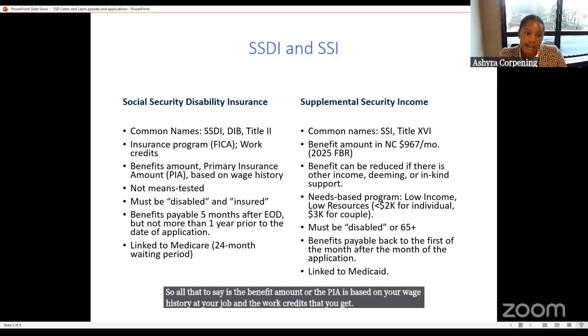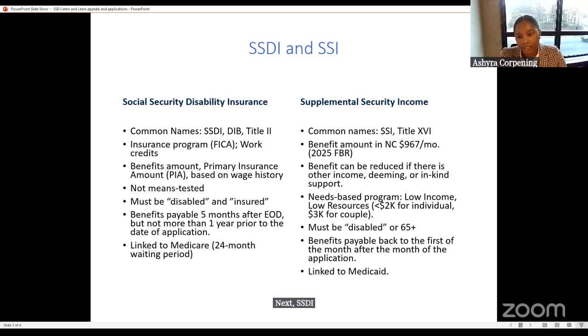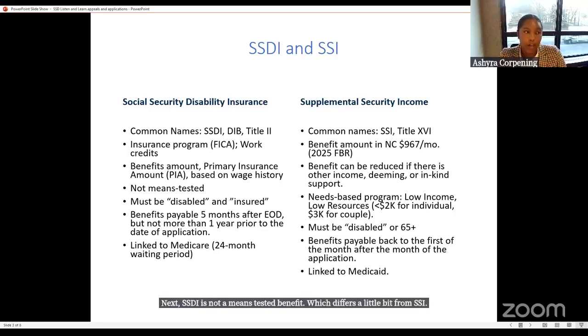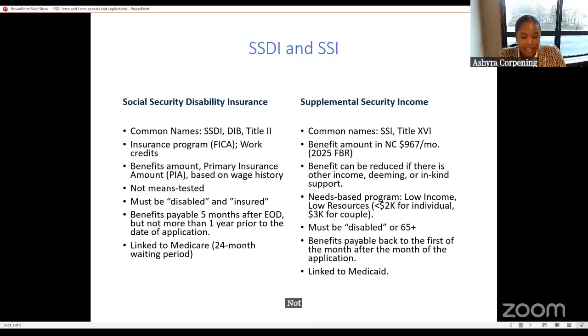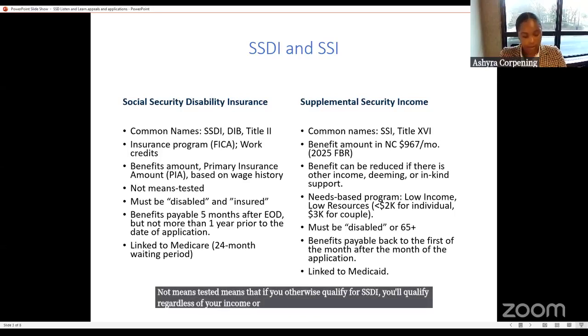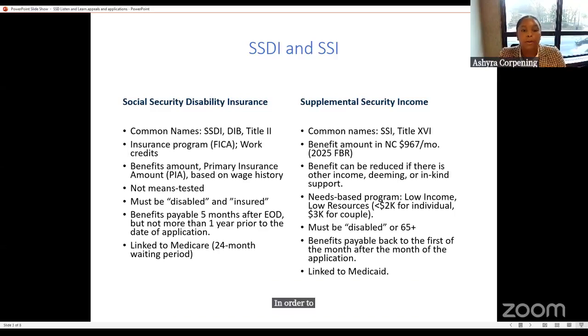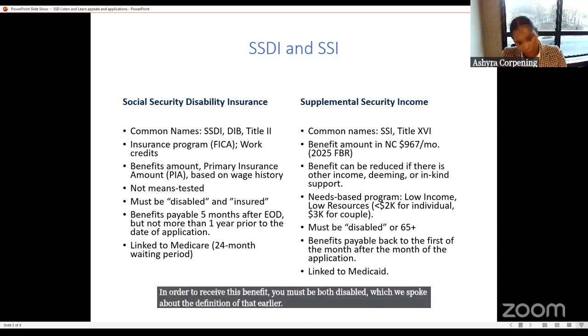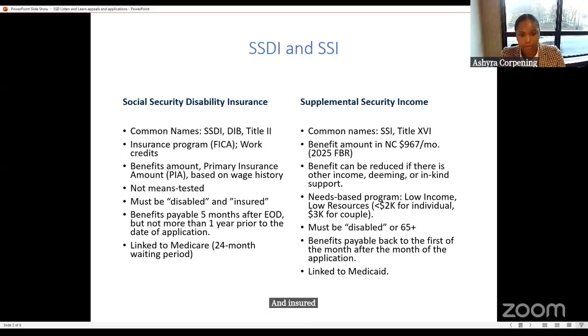Next, SSDI is not a means-tested benefit, which differs a little bit from SSI. Not means tested means that if you otherwise qualify for SSDI, you'll qualify regardless of your income or your resources. In order to receive this benefit, you must be both disabled, which we spoke about the definition of earlier, and insured through your work history. Both of those are requirements to receive SSDI.